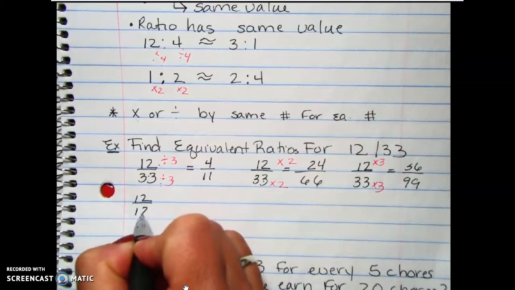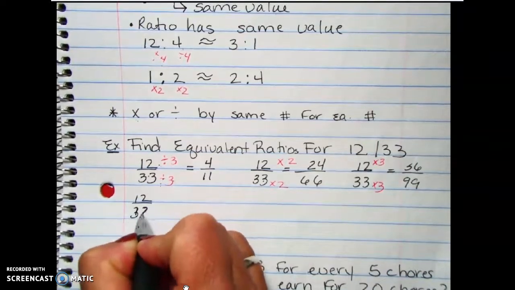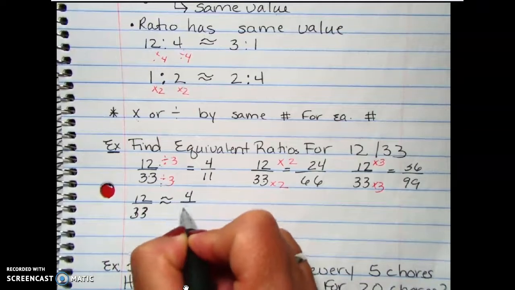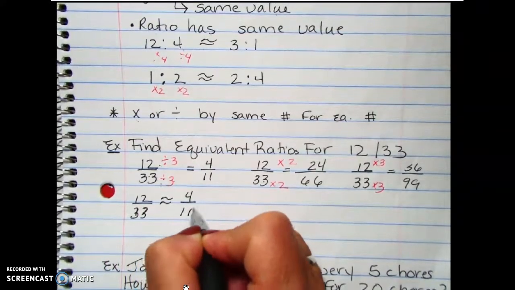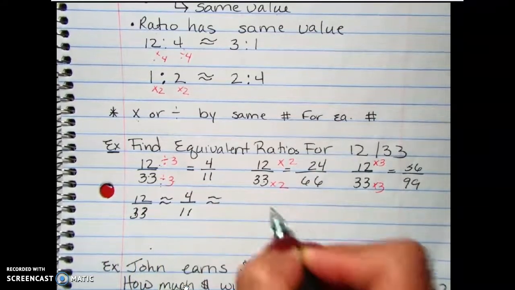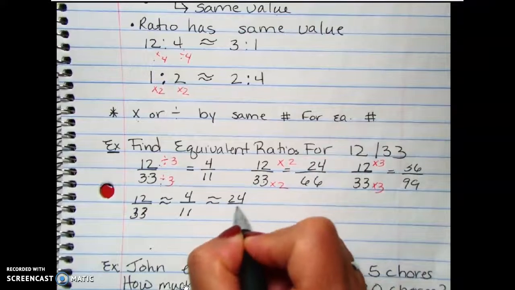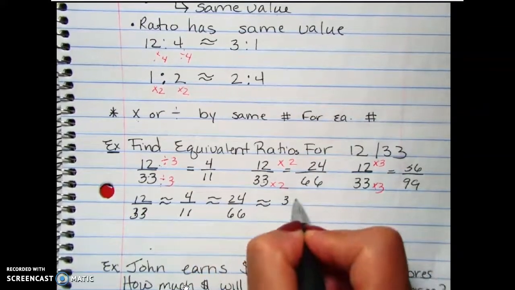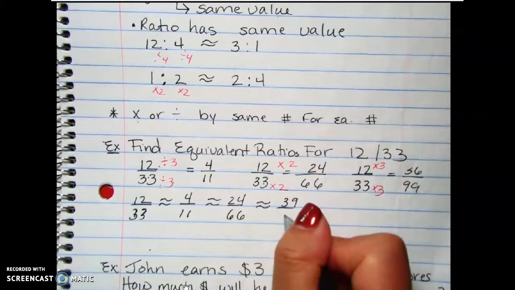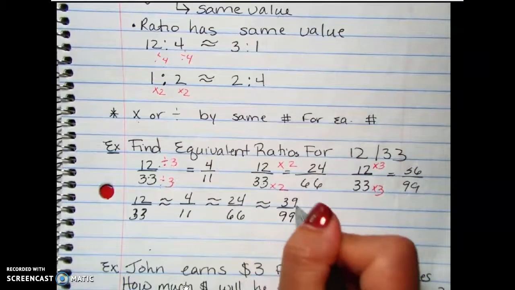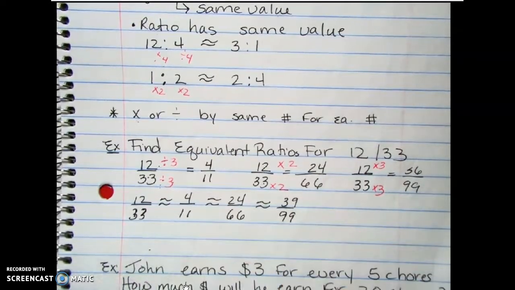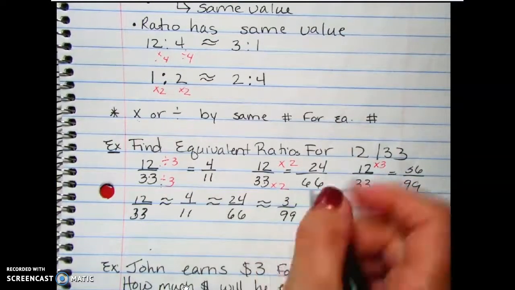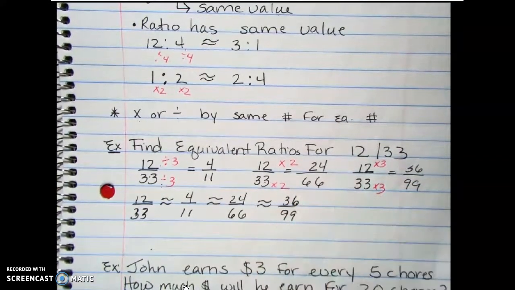So 12 to 33 is equivalent to 4 to 11, which is equivalent to 24 to 66, and that is even equivalent to 36 to 99. Oop, look what I did there. I wrote the wrong number. It happens. Good thing to double check our work. Great lesson right there.